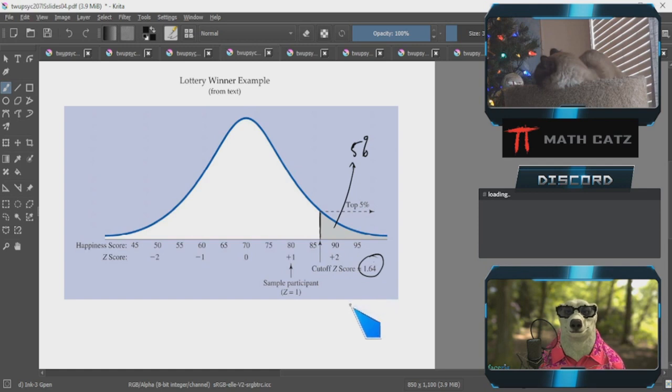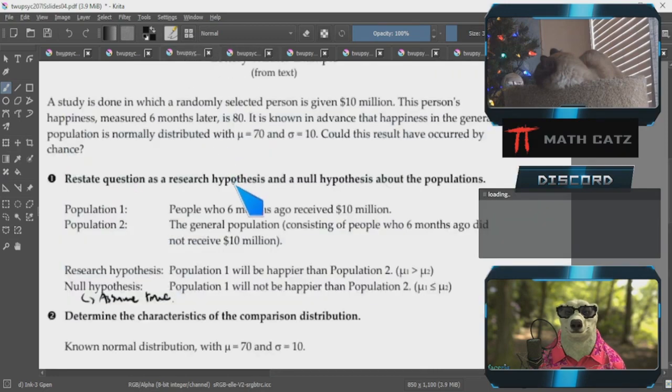Okay. So now the approach is going to be, let's see what we get from our observed sample. Well, we got a score of, I believe it was 80.